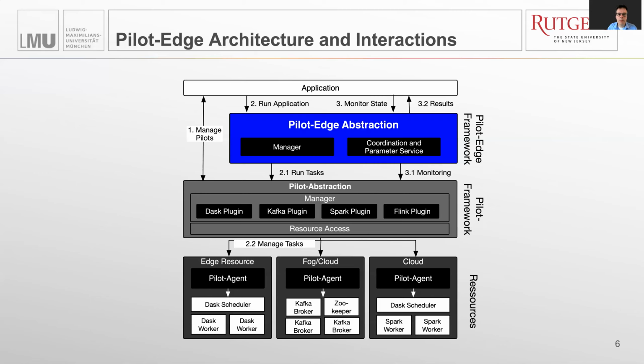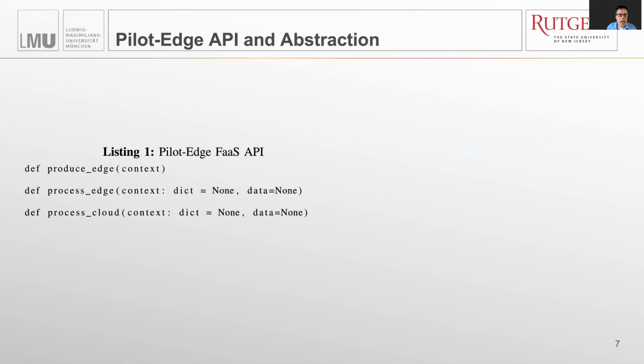Further, Pilot Edge provides some coordination and parameter services, for example, for sharing model weights across the edge to cloud continuum. Let's have a look at the abstraction. This is the simple API. As said before, simple functions: process edge, process cloud, and produce edge.